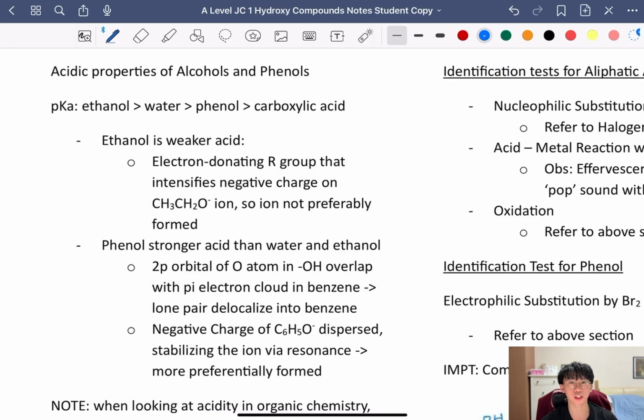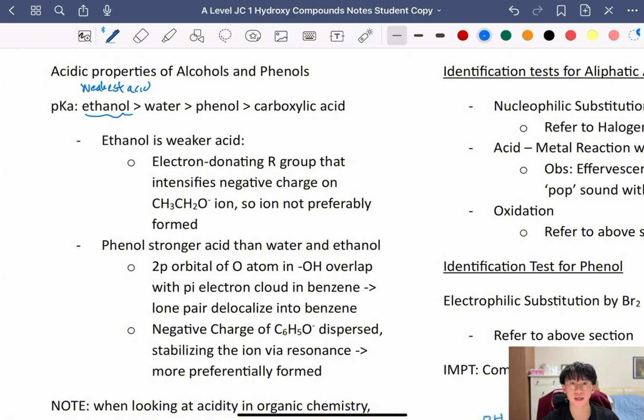Now, a very common question that comes out during exams is to compare the acidity of your ethanol, water, phenol, and your carboxylic acids. Well, let's break it down. If we look at the pKa's of each of these compounds, you will realize that the pKa of ethanol is the highest. This also means that this is the weakest acid.